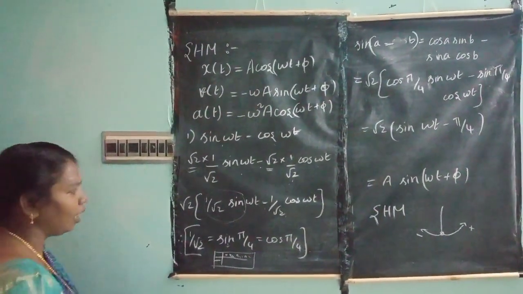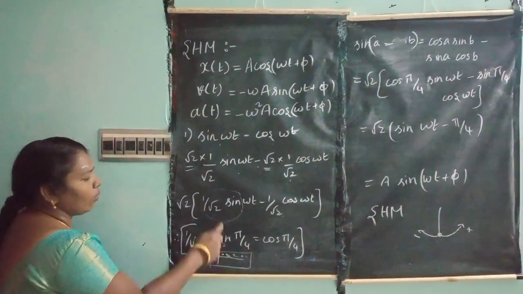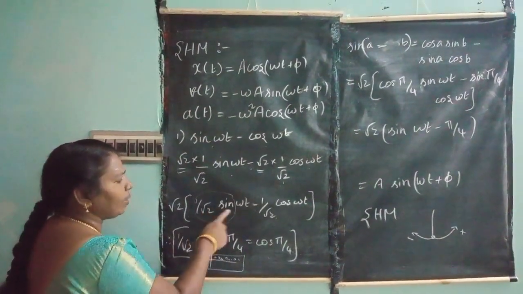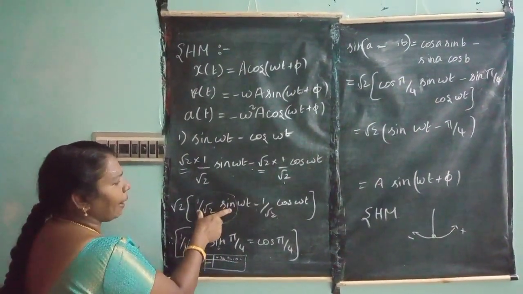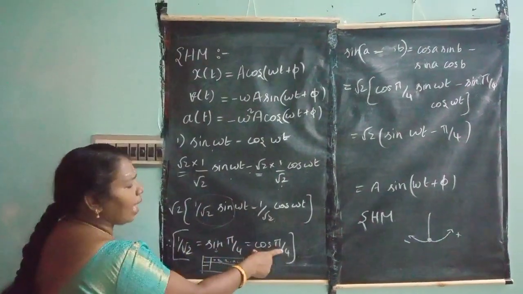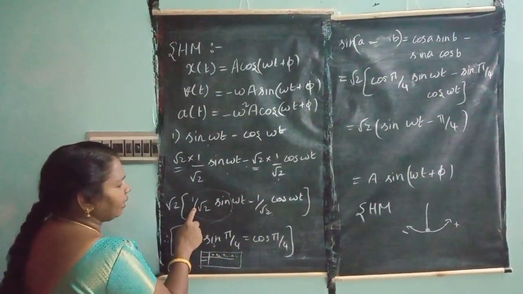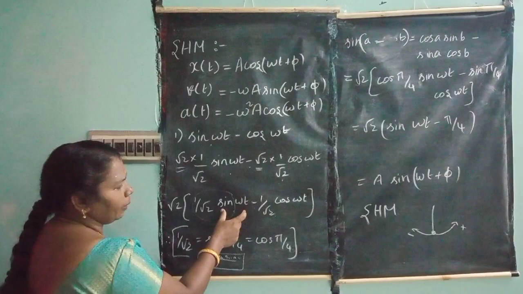Is it? Yes. So what I am writing here: when I am taking sine, 1 by root 2 means it is sine pi by 4. This sine pi by 4 is equal to cos pi by 4. Therefore, I am taking this cos pi by 4 with sin omega t. Did you get it, students?